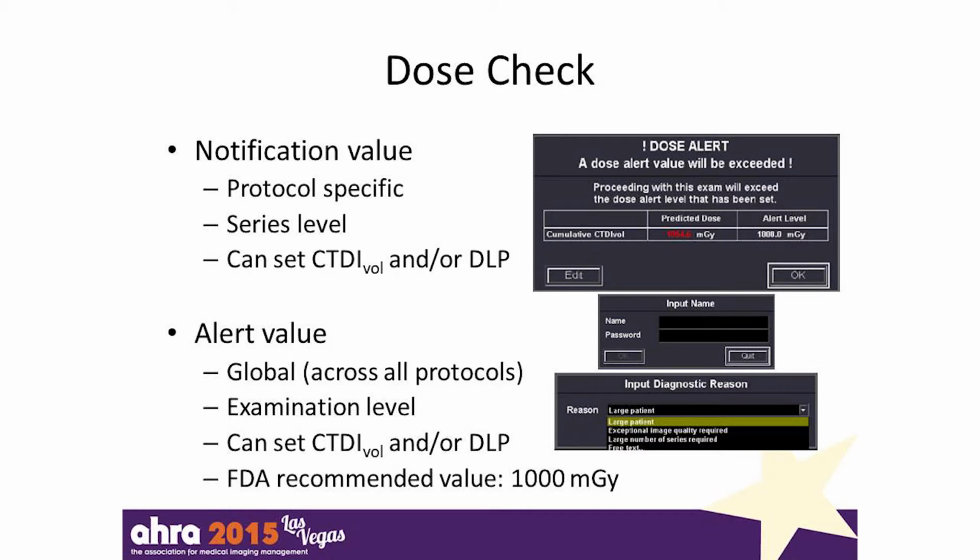There's a notification level, which is protocol specific and at the series level. And then there's an alert level, which is a global value across all the protocols, and it's at the examination level. And for that alert level, the FDA recommended value is 1,000 milligray. For the notification level, there aren't any real firm recommendations, but the AAPM has come out with recommended notification levels, and that's also available on the AAPM's website.